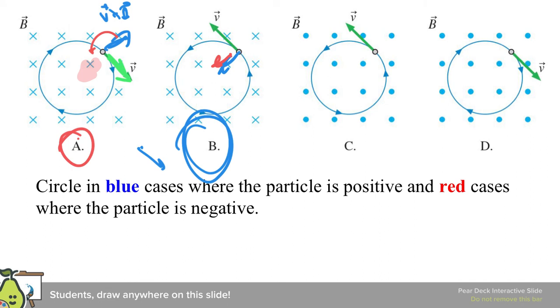And then case C is like case A, but we flipped both things, so we know we're going to the same place. And case D is like case B, except we flipped both things, so we'll end up with no change in sign.